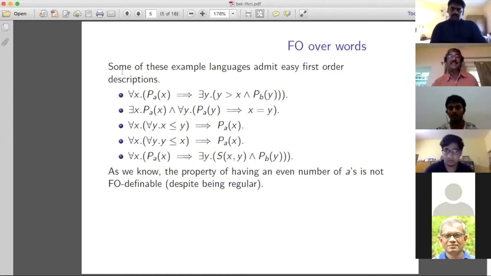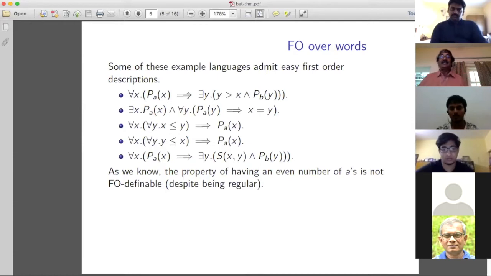So the first one says, if I look at any position, if that position is labeled by an A, right, that's a unary predicate, if the position x is labeled by an A, then there exists a position y which comes later, y is greater than x, and that position y is labeled by a B. Right? So you can use monadic predicates PA, PB, etc. For every element of the alphabet sigma, I have a monadic predicate. So if sigma has letters A, B, C, I have three monadic predicates PA, PB, PC. And the length of the word is unknown. It's a finite word, but you don't know how long, and so your positions in the word are denoted by variables x, y, etc.